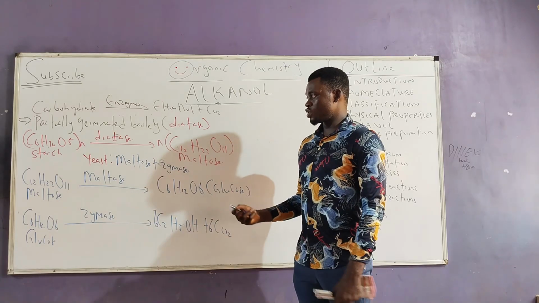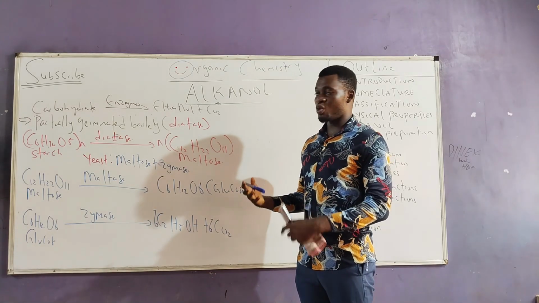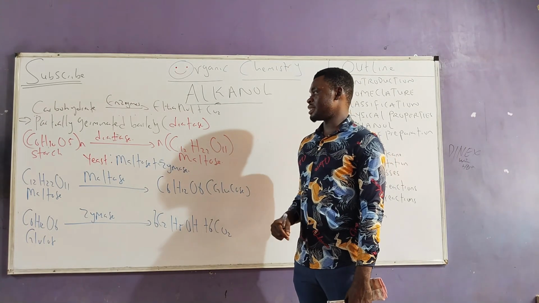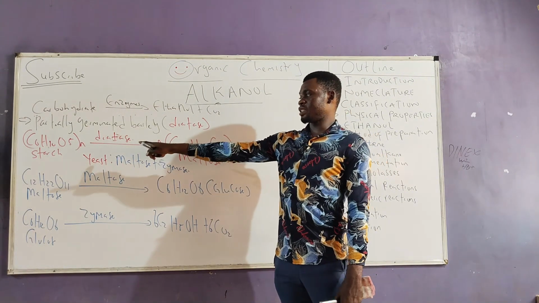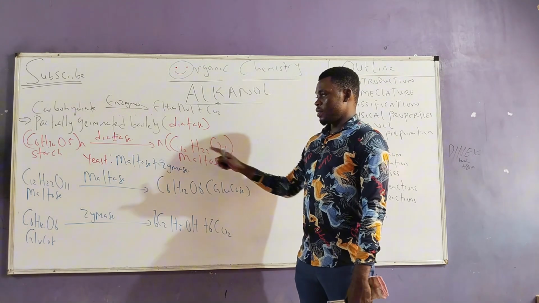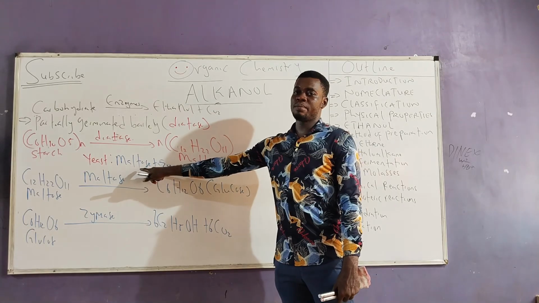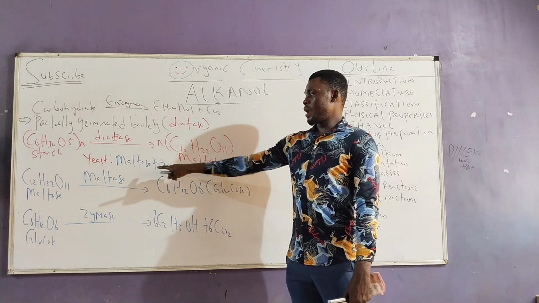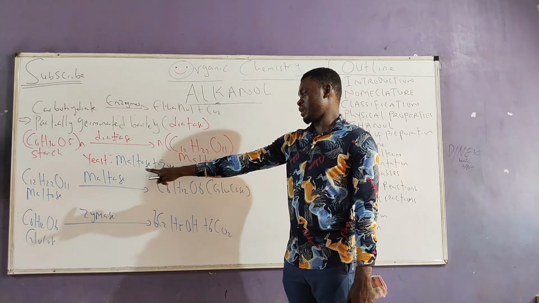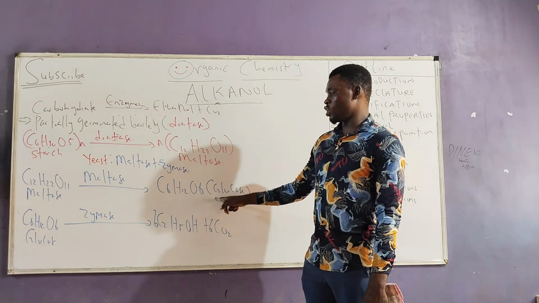The first thing to do is to add partially germinated barley, also called malt. It contains the enzyme diastase. Diastase acts on starch, breaking down starch to maltose. Yeast will then be added. Yeast contains two enzymes, maltase and zymase. Maltase will act on maltose, breaking down the maltose to give us glucose.